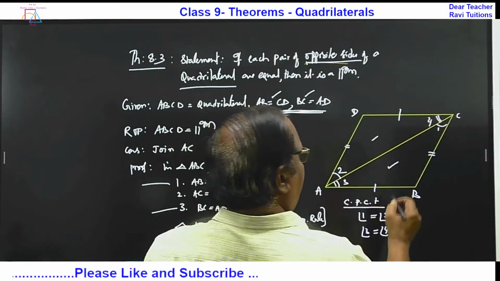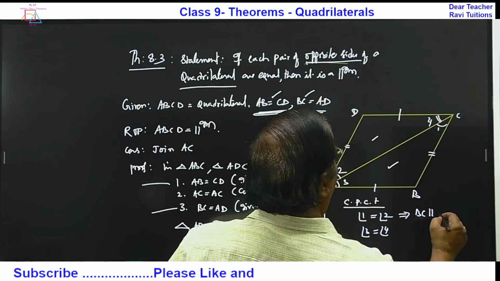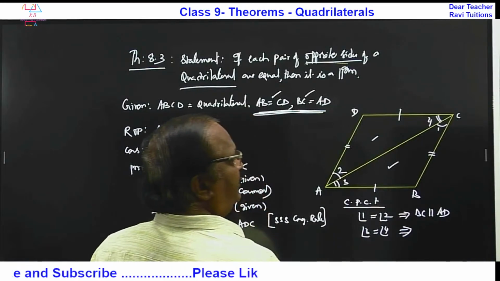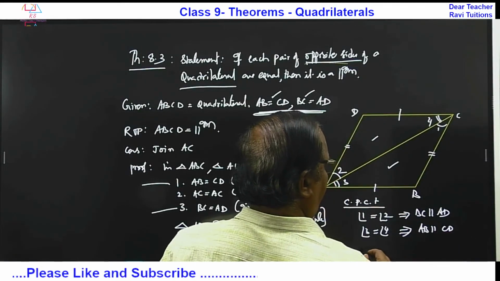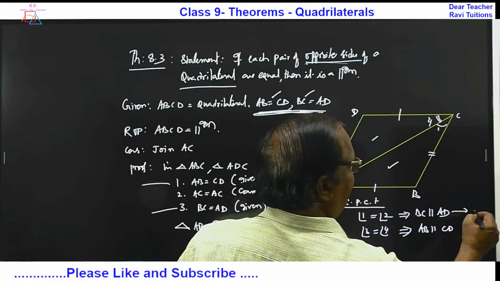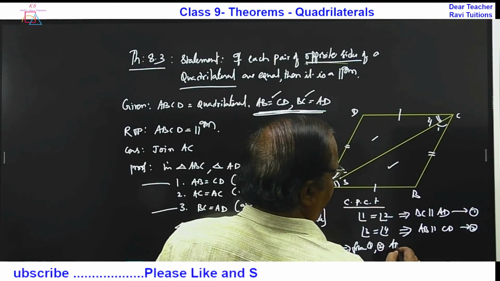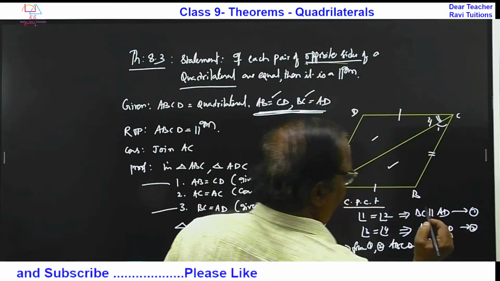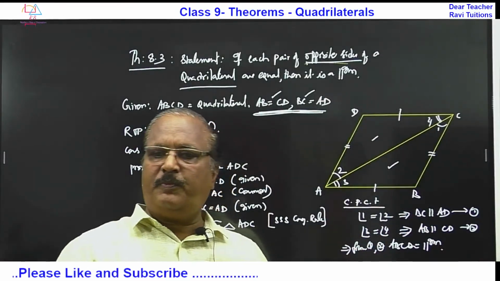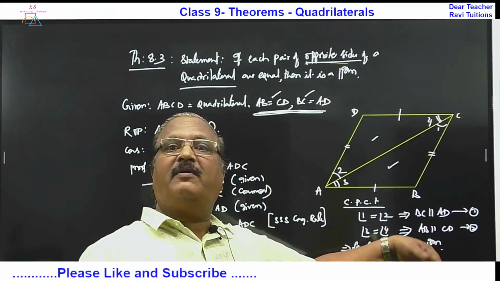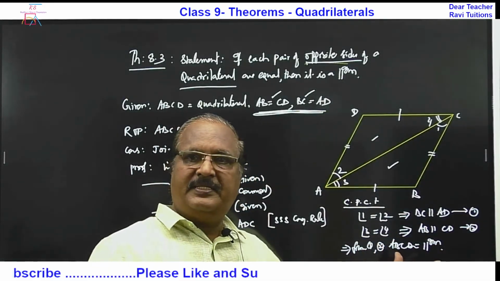As angle 1 is equal to angle 2, BC will become parallel to AD. As angle 3 is equal to angle 4, AB becomes parallel to CD. Let us say this is 1 and this is 2. So from 1 and 2, ABCD is a parallelogram, because in 1 one pair of opposite sides are parallel, and in 2 one more pair of opposite sides are parallel. So both pairs of opposite sides are parallel by 1 and 2, therefore ABCD is a parallelogram.